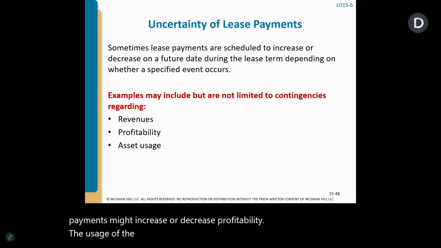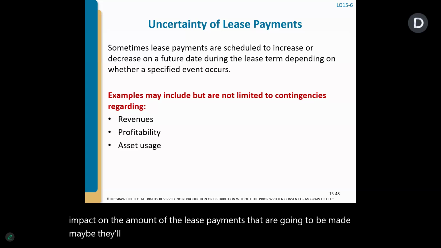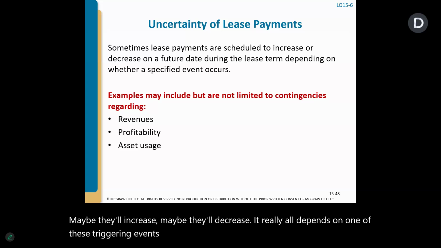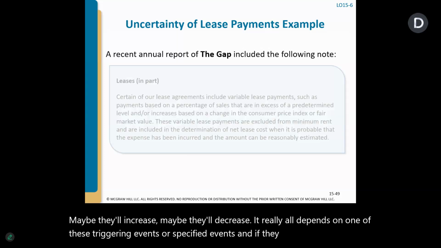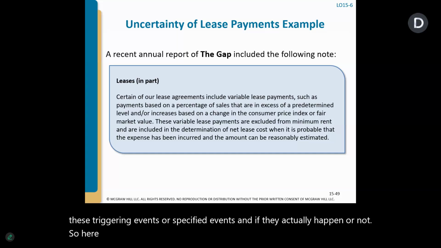So these are things that ultimately can have an impact on the amount of the lease payments that are going to be made. Maybe they'll increase, maybe they'll decrease. It really all depends on one of these triggering events or specified events and if they actually happen or not. So here we have this example, uncertainty of lease payments. We have a recent annual report of GAAP.